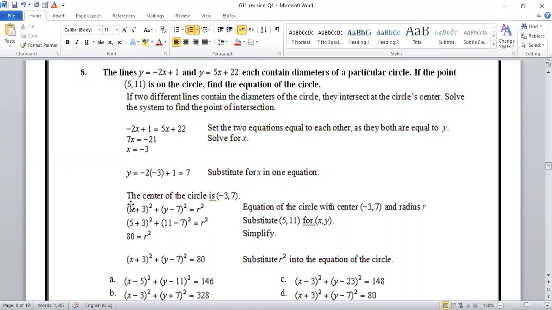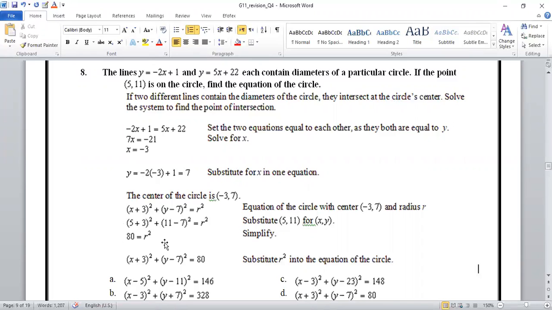The equation of the circle is (x - (-3))² + (y - 7)² = r², or (x + 3)² + (y - 7)² = r². We don't have the value of the radius, so to get it, we can substitute x and y by 5 and 11, because this point is on the circle and satisfies the equation of the circle.